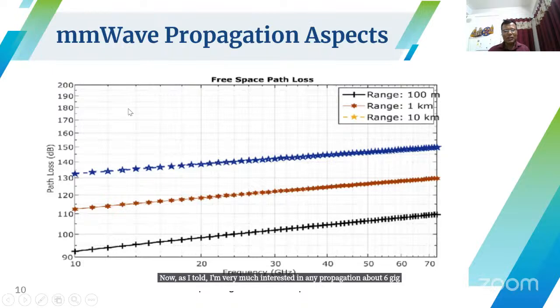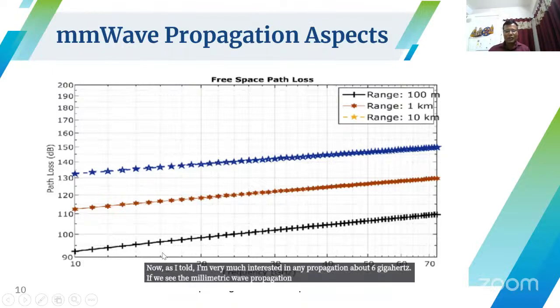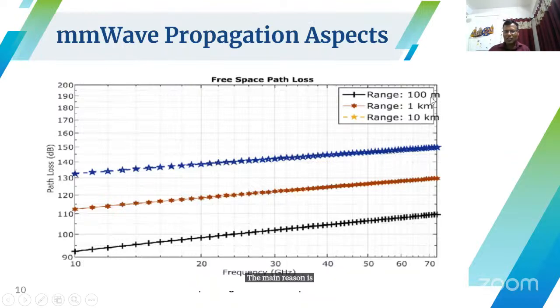So if we see the millimetric wave propagation, the main reason is this is the range at 100 meter. If we see at 100 meter, as the frequency increases, the attenuation goes up. At a range of 1 kilometer, we will have something around 110 dB, and maybe at the range of 10 kilometer, we'll have something around 130 dB, and at around 70 gigahertz, we will have more than 140, 145 dB attenuation. Actually, how does this affect?